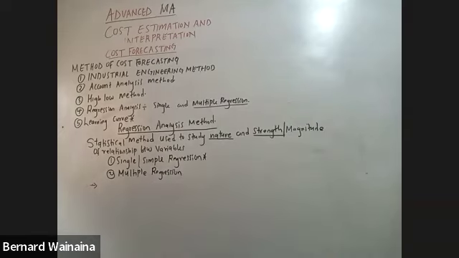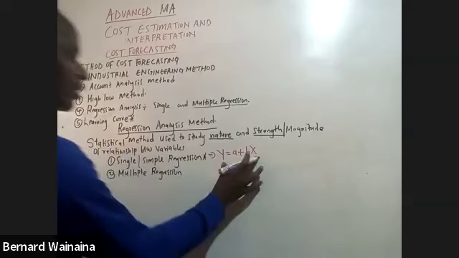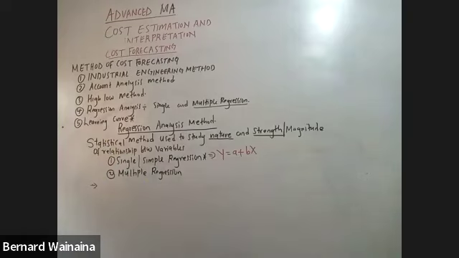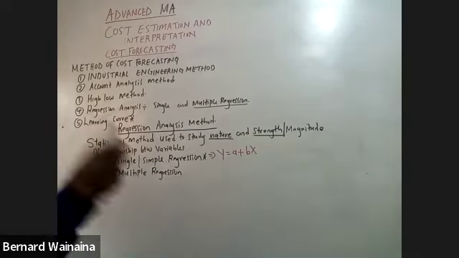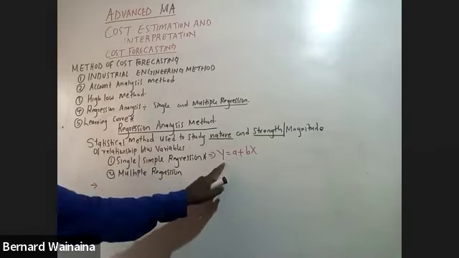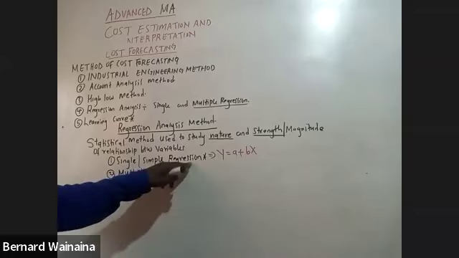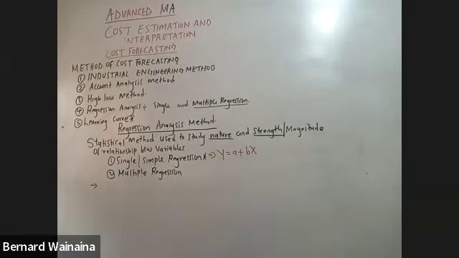Now, from your MA, you remember when we talk about simple regression, it is where we have only two variables, one independent and one dependent. This one, y is equal to a plus bx. So this one is for simple. We only have two variables, y and x, where y depends on x. So y is the dependent, the other one is independent.